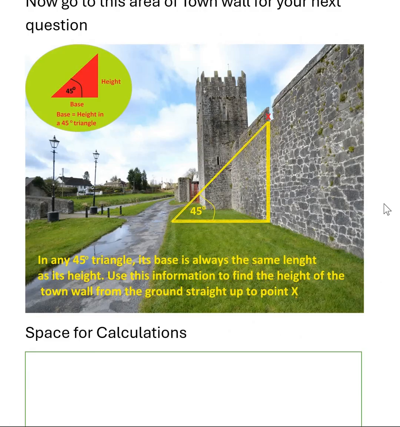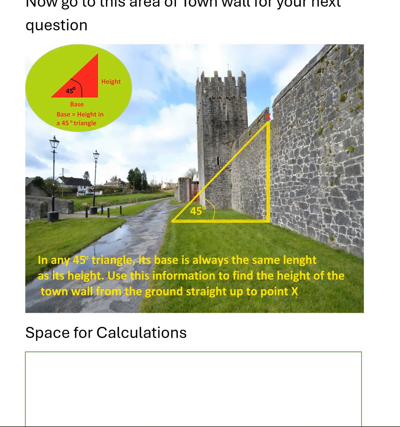Next question is down by the town wall, and it says in any 45 degree angle, its base is always the same as its height. So for instance, any 45 degree angle, or triangle, this line here will be the same length as this line here, provided that this is 45 degrees. Okay? Knowing that, we can solve a lot of problems.